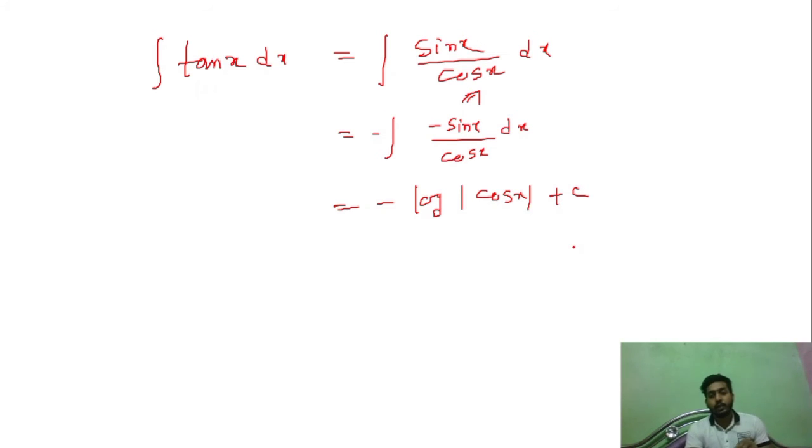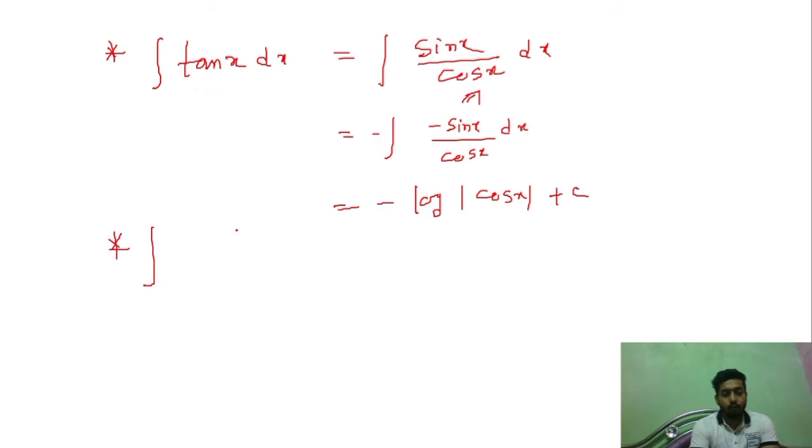So this is the way we can find this type of integration. If the derivative of the denominator is equal to the numerator, this is the process to find those type of integration. We can adjust it: here the derivative of cos x is minus sin x, but the numerator is sin x, so we adjust it by a minus sign.